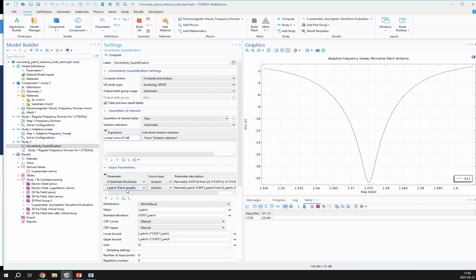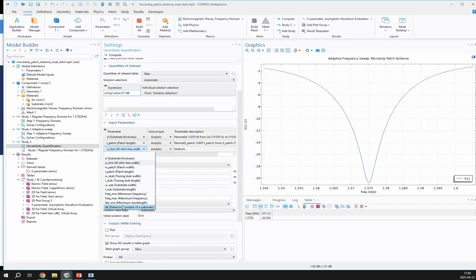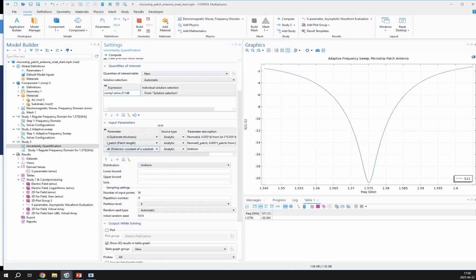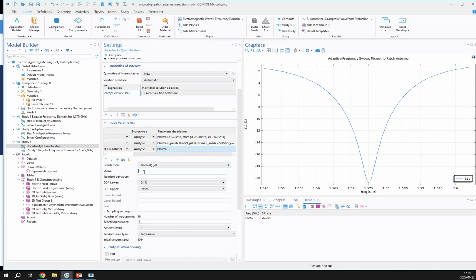Okay, and the third parameter will be the dielectric constant of the substrate, and the whole procedure is the same. Here we specify the mean value of dk, a standard deviation of, again, 0.5% of dk, and lower and upper bounds. Here we choose plus minus 3 sigma to cover almost the entire range of variations for this parameter.